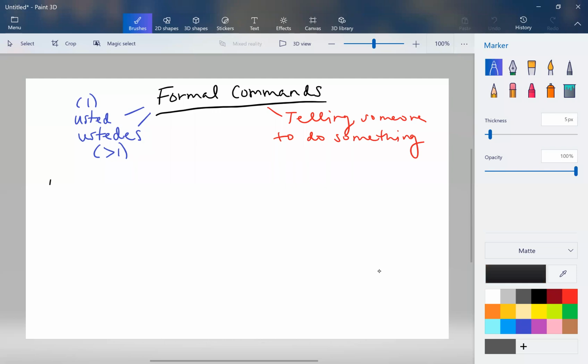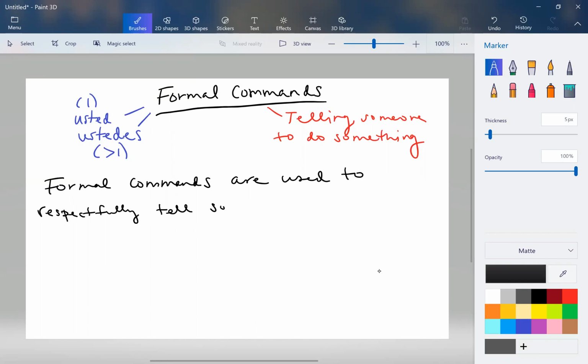So, formal commands are used to respectfully tell someone what to do. So generally, in English, we don't tell people who are older than us what to do.